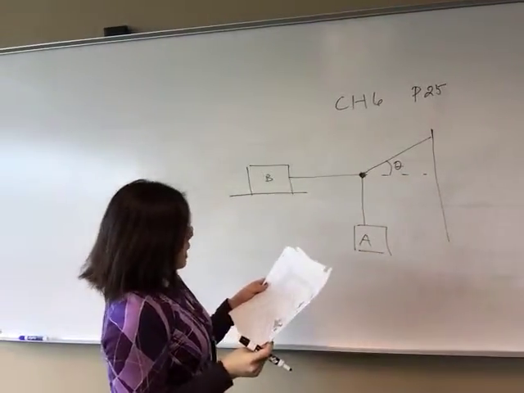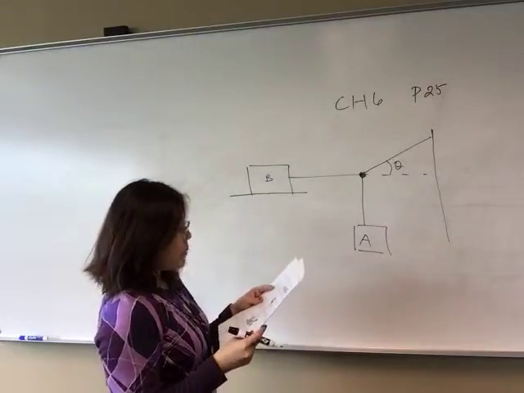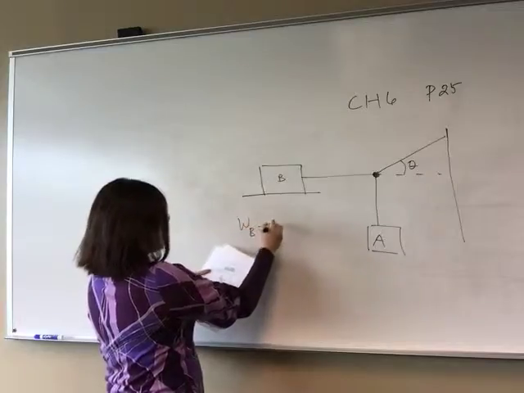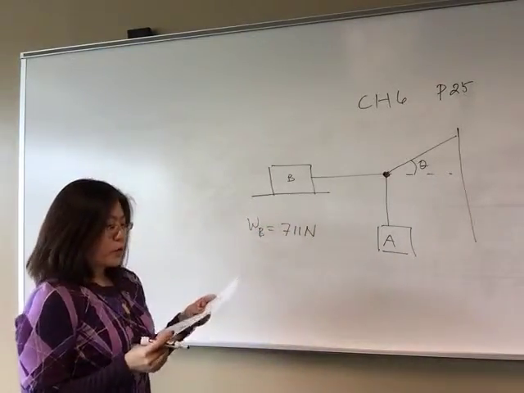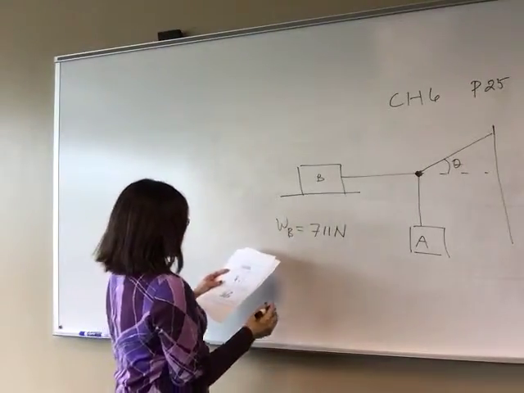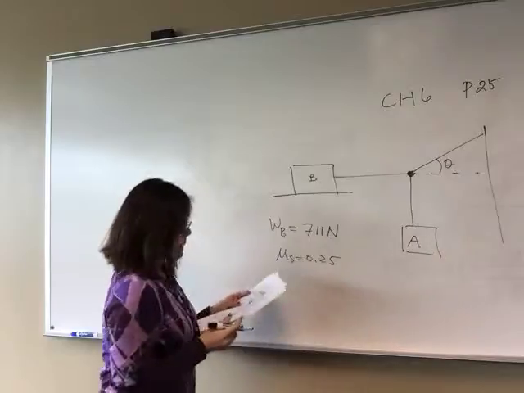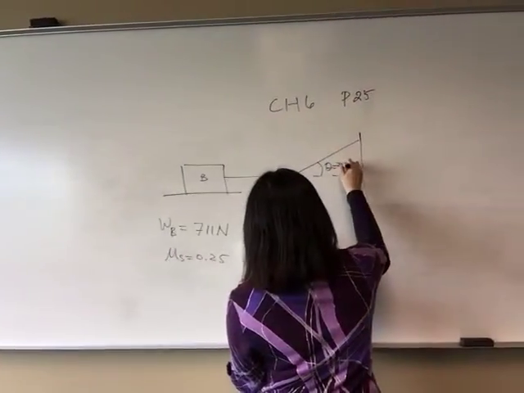So let's look at this diagram. You have block B that weighs, so WB weighs 711 Newton. And the coefficient of static friction between the block and the table is 0.25. So mu S is 0.25. And the angle is 30 degrees. So that's your 30 degrees.